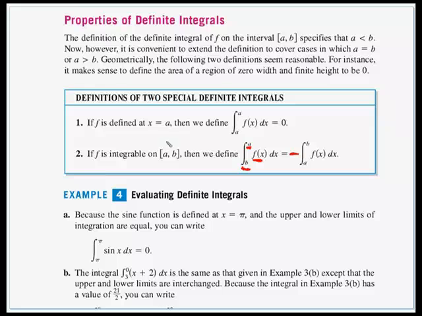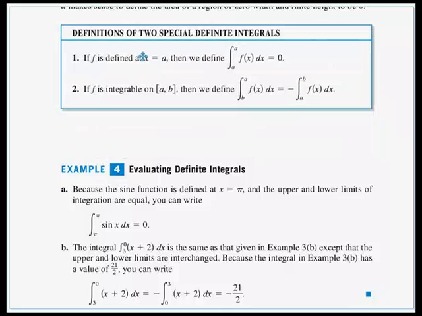Down here in example 4 are just a couple applications of what we just saw in that definition box. In part A, because the sine function is defined at x equals pi, and the upper and lower limits of integration are equal, we have the integral from pi to pi of sine x dx. Well, that's just going to be 0. Again, it doesn't matter what the function is. If your upper and lower limits are the same, then the area there is going to be 0, because we're basically just trying to find the area of a line.